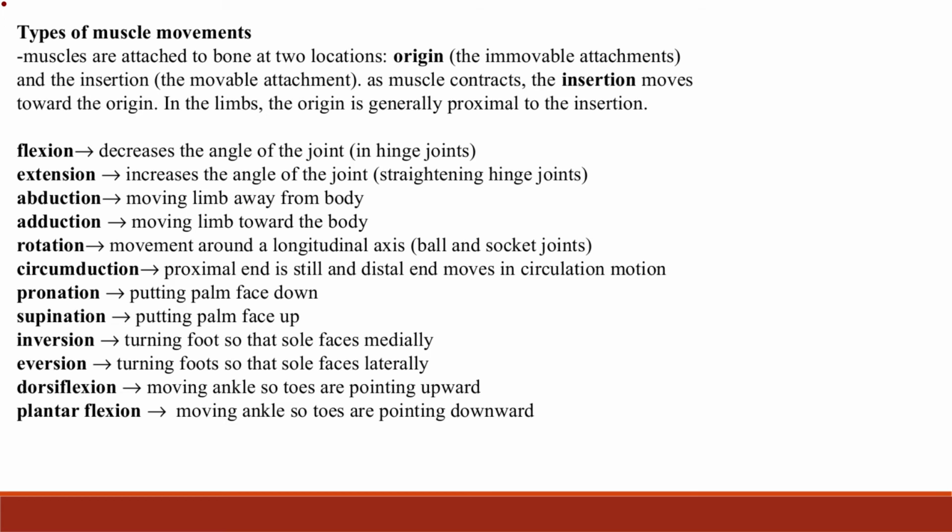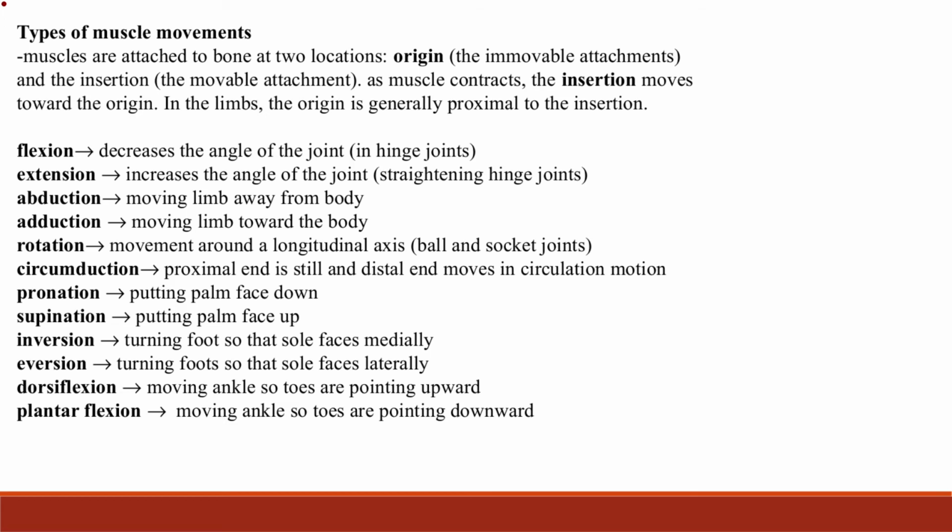Okay, types of muscle contraction. First of all, you need to know that the muscles are attached at 2 points, an origin and an insertion. So the origin is the least movable point of attachment, or the immovable point of attachment, and the insertion is the most movable point of attachment. So when a muscle contracts, the insertion moves toward the origin.